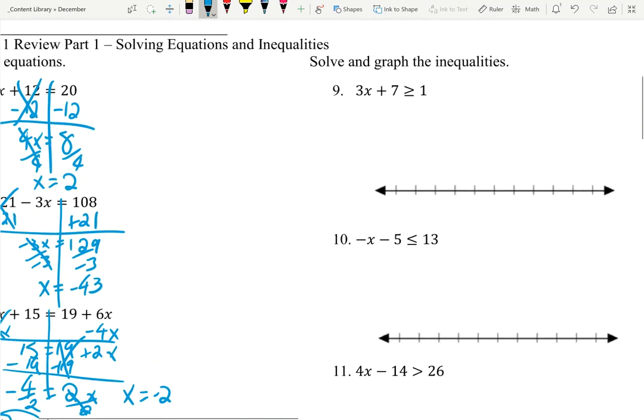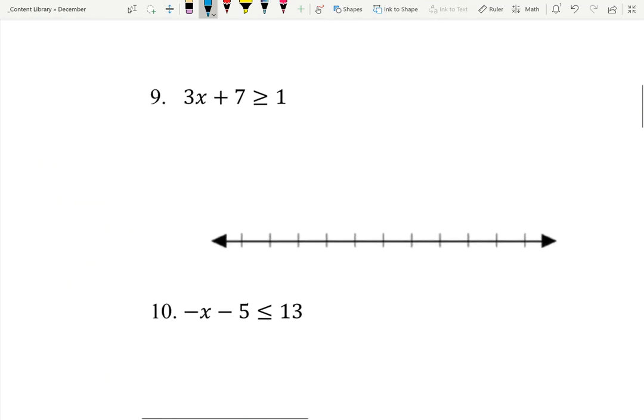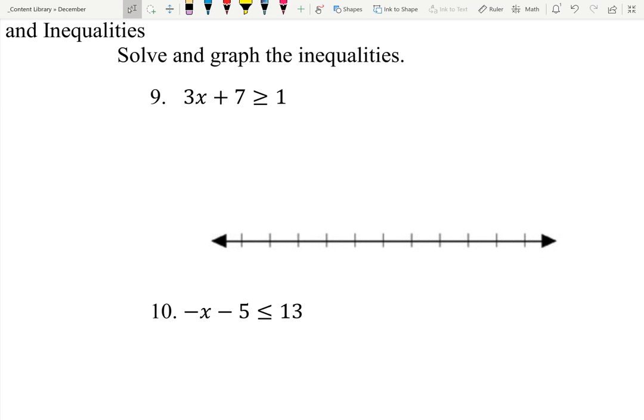Let's do some of these inequalities. So the inequalities work out the same way as an equation with a few minor inconveniences. Anytime you divide by a negative, you have to remember to flip your sign. That's the main thing. And also, we have to graph on these problems. We didn't have to graph on the equations.